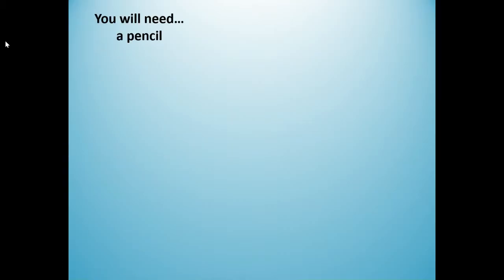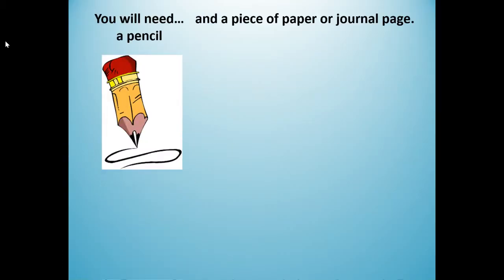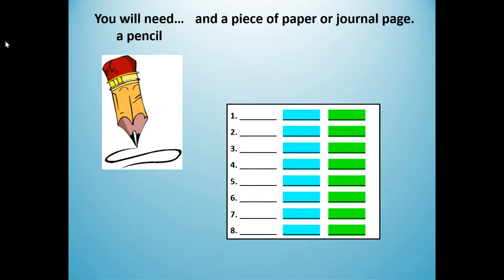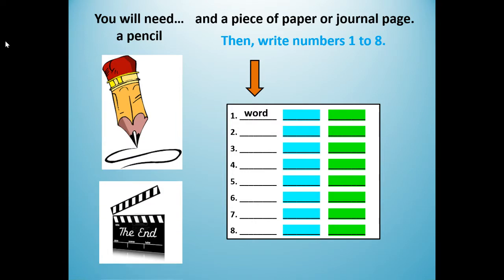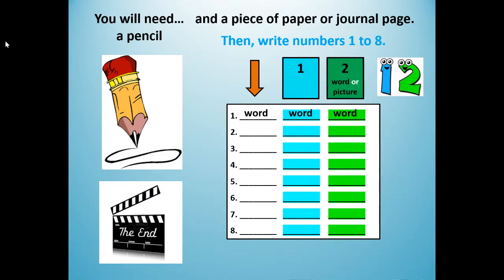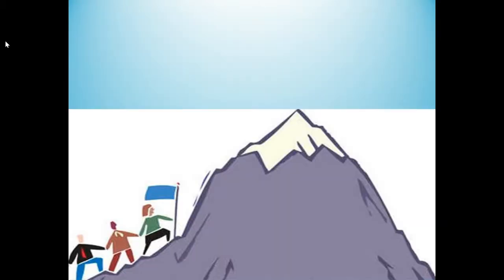So for this lesson, you will need a pencil and a piece of paper or journal page. And you're going to write your numbers 1 to 8. After you write each of your vocabulary words or sight words, you're going to be challenged at the end of the lesson to write the words up to 2 more times. The second time you write the word, or in the third column, you can either write the word or draw a quick picture or sketch.